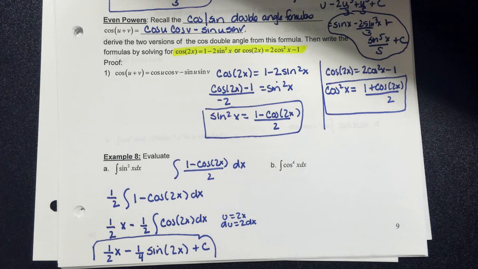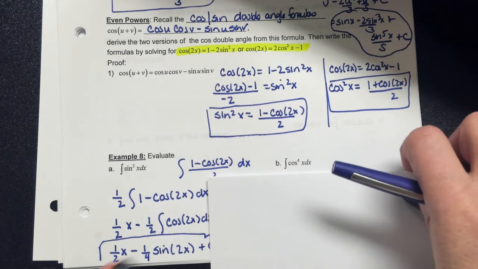So now let's take a look at when you have cosine to the 4th x. So I'm just going to get a clean sheet of paper here. So the integral of cosine to the 4th x dx.